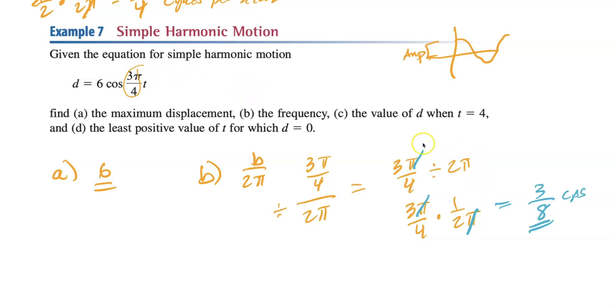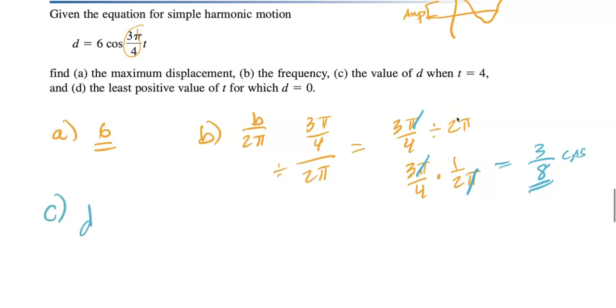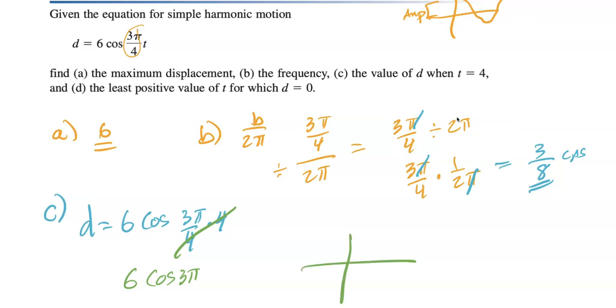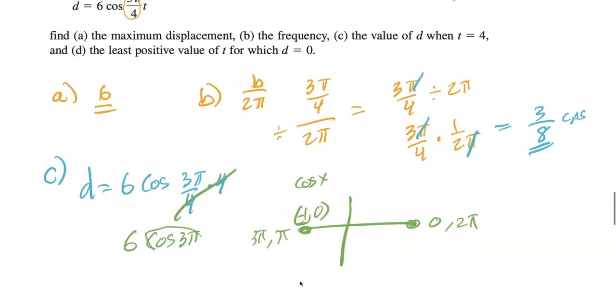So that's our frequency. What's the value of d when t equals 4? That's just plugging it in. So d equals 6 cosine of 3 pi over 4 times 4. Well, these cancel out, and we get 6 cosine of 3 pi. We should not struggle with that by now. So here's 0, here's pi, here's 2 pi, 3 pi will be over here. You're on a unit circle. Remember, you don't draw a triangle when you're on a unit circle. It's just a point. So 1, 0, negative 1, 0. Cosine is the x value. So negative 1. Times it by 6, you get negative 6.